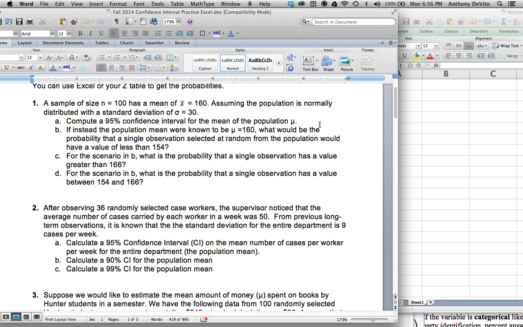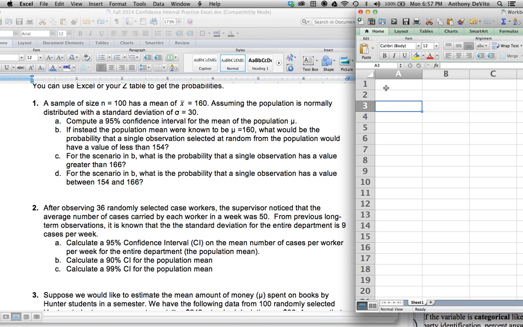Okay, sample size of 100 has a mean of 160. Assuming that the population is normally distributed with a standard deviation of sigma equals 30. What do we know here? We know our sample mean, we know our population standard deviation, so we're going to apply Z or T. We're going to apply Z, right? Because we know the population standard deviation. Compute a 95% confidence interval for the mean of the population mu.